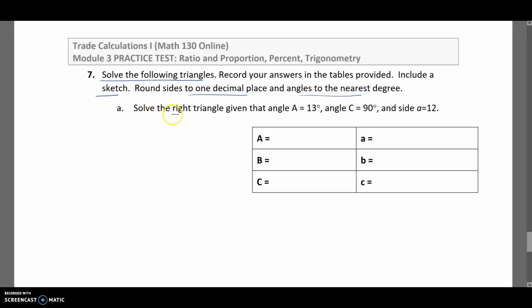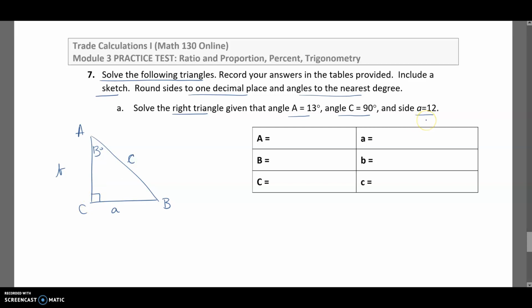In part A, we're given a right triangle, knowing that angle A is 13 degrees, angle C is 90 degrees, and side a is 12. For a sketch, I can make a right angle triangle. I know 90 is my angle C. I can label the other angles A and B. I'm told angle A is 13 degrees. I can label my sides, remembering that across from angle A is side a, labeled with a lowercase. Across from angle B is side b. And across from angle C is side c.